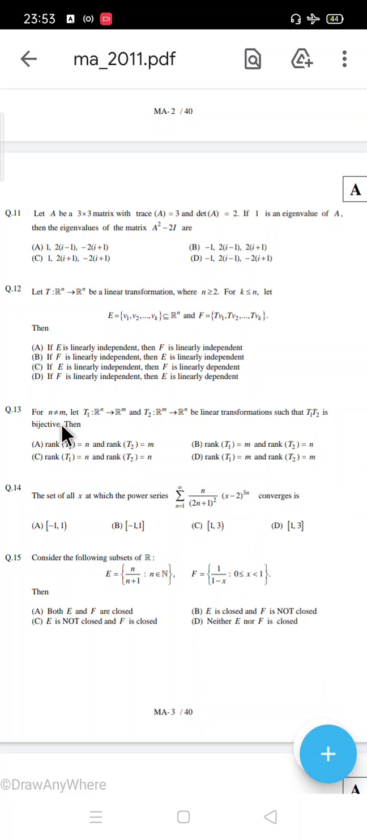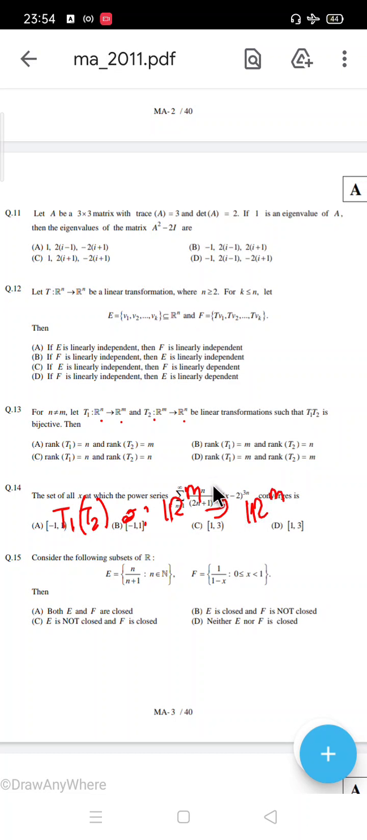Okay. For n not equal to m, T1 that is Rn to Rm and T2 that is Rm to Rn be the linear transformations such that T1 T2 is bijective, then what can you say? T1 T2 is bijective. So let us see what is the mapping for T1 T2. First of all, whether it is multiplication or composition, that is what you need to see. Definitely it is not multiplication, correct? So where is this T2 coming from? It is coming from Rm, and it will be going to Rm.